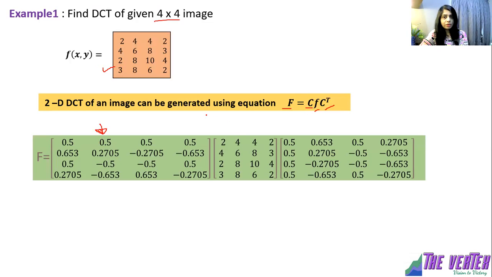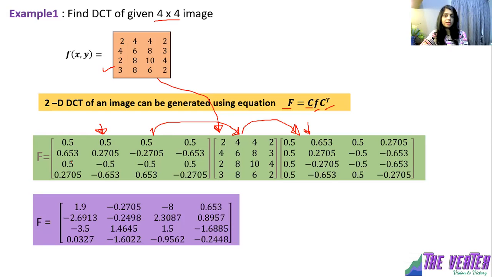Then multiply it with this image. This is the image, and then this is the transpose of this matrix. That means rows become columns and columns become rows. You need to know how to multiply a matrix with a matrix. First multiply this and this. You will get one matrix, and then multiply that matrix with this matrix. Follow this procedure, and then you will get the final answer.